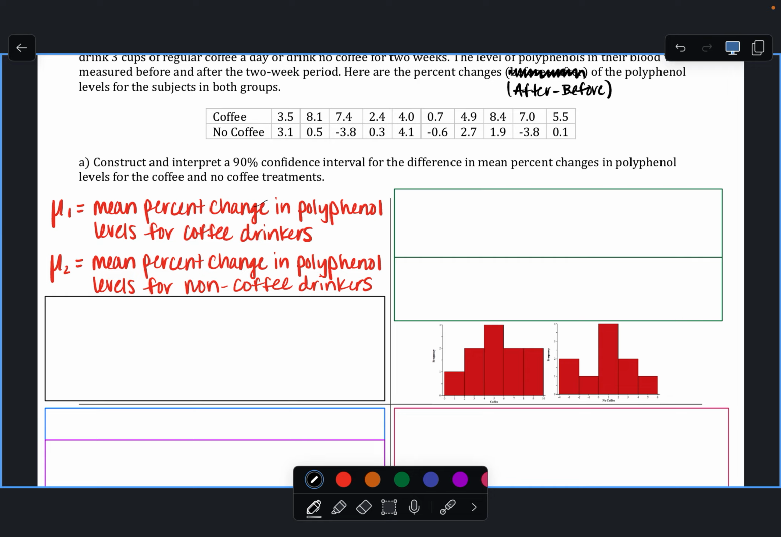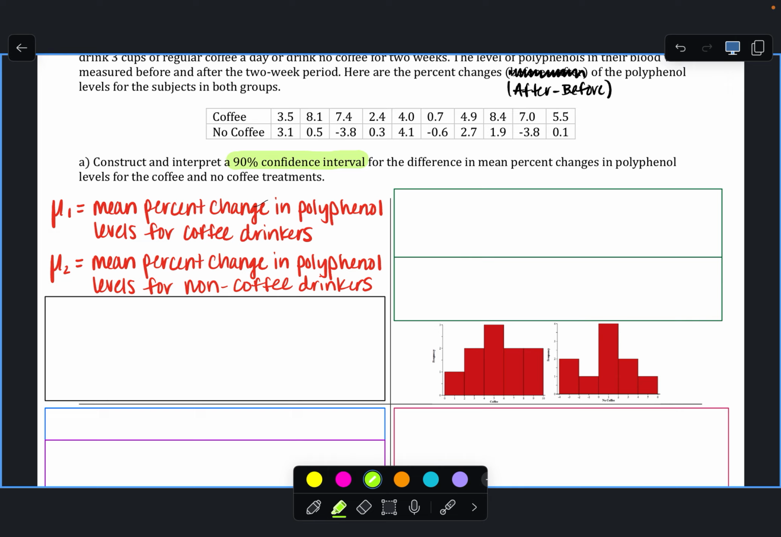So it goes on to say, construct and interpret a 90% confidence interval. So that's going to be important when I'm doing this by hand in determining what my T-star number is, for the difference in mean percent changes in polyphenol levels for the coffee and no coffee treatments. Here is where I'm going to kind of do my matched pairs disclaimer.